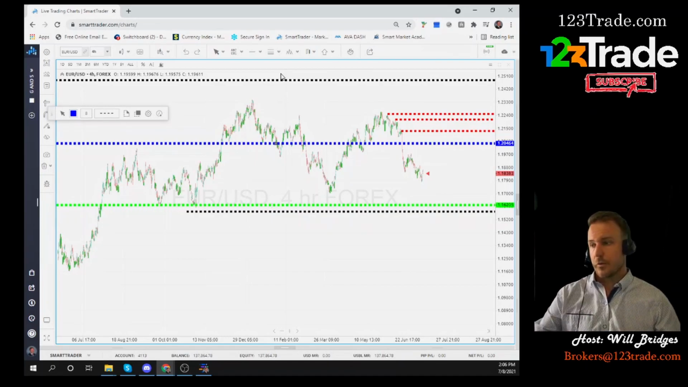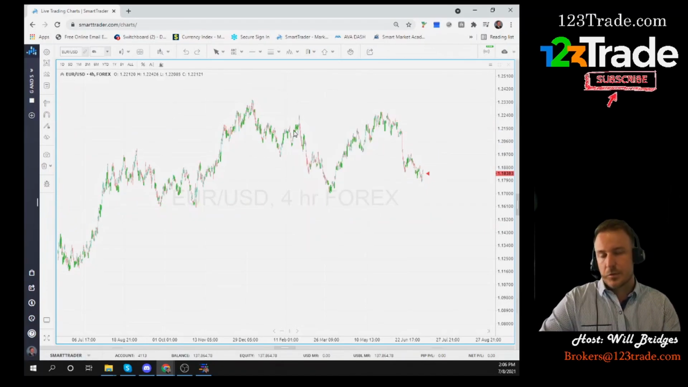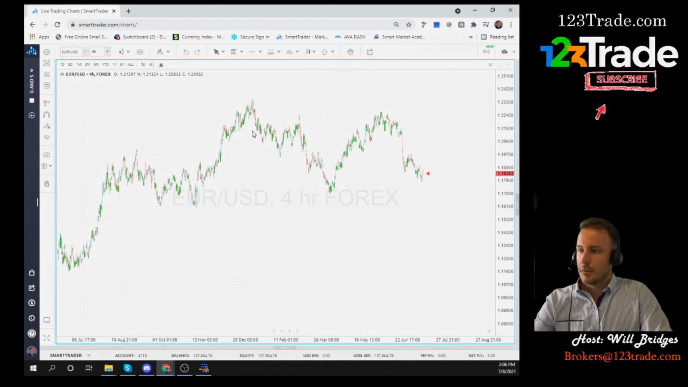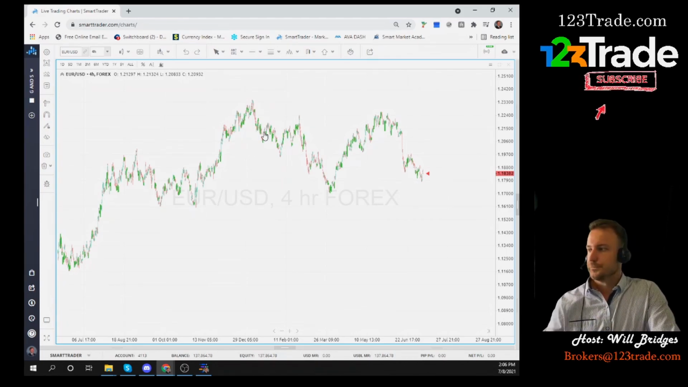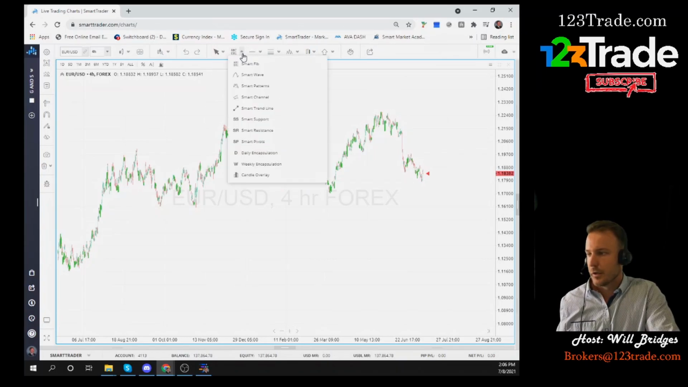That's really the important thing. And a lot of people have trouble grasping this concept for whatever reason. Everybody's got a different pair of eyeballs as far as where to draw these and how to draw them. But you don't necessarily have to do that in the Smart Trader platform. You can just turn them on.